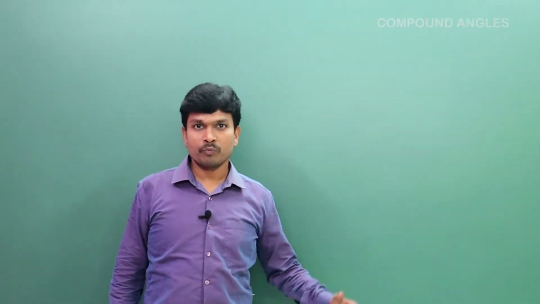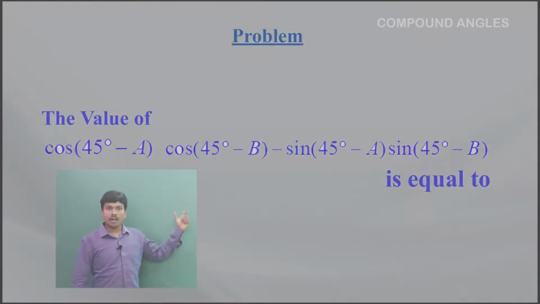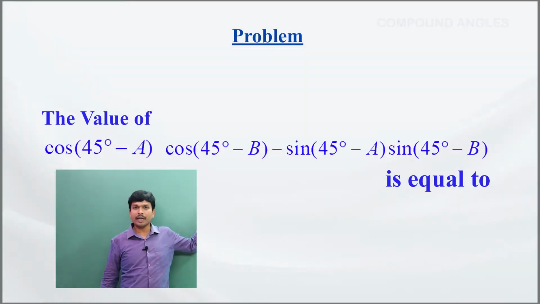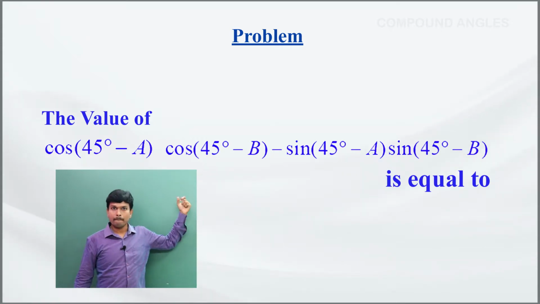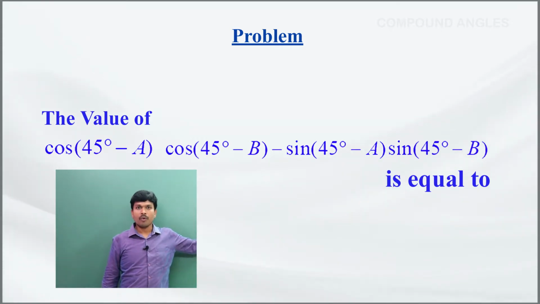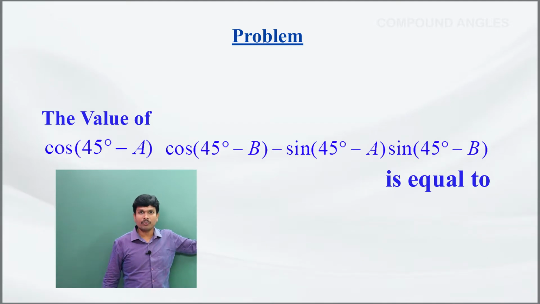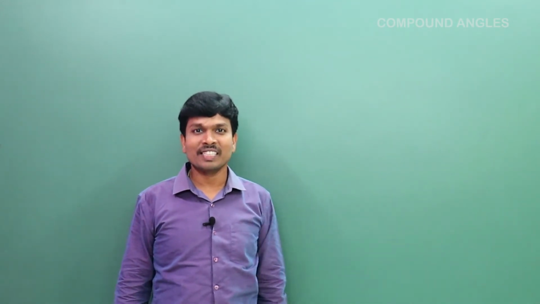We'll discuss some more problems. Cos of 45 degrees minus A into cos of 45 degrees minus B, minus sin of 45 degrees minus A into sin of 45 degrees minus B. Just solve this problem. Which formula do we have to use? Do you know? Yes, it is the cos A plus B formula.